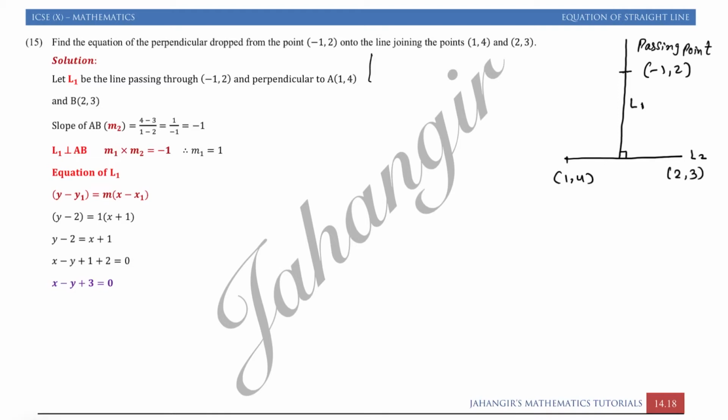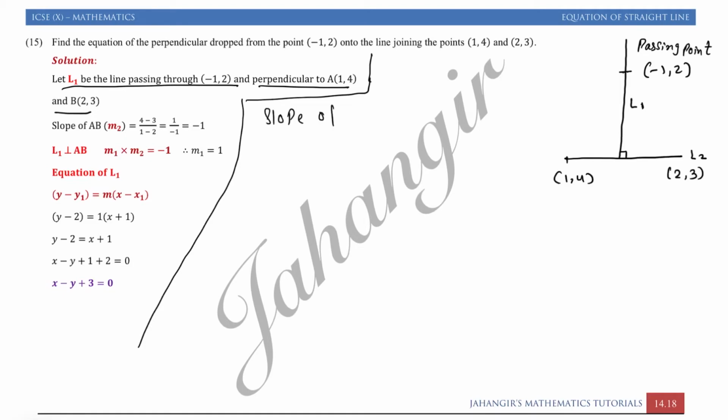So here again, same. First let us write, let L1 be the line passing through minus 1, 2 and perpendicular to A and B. So once you get this, we will find the slope of L2. Slope of L2, that is y2 minus y1 upon x2 minus x1, 4 minus 3 upon 1 minus 2, this minus this. So that is 4 minus 3, 1 upon minus 1, which will give you minus 1.